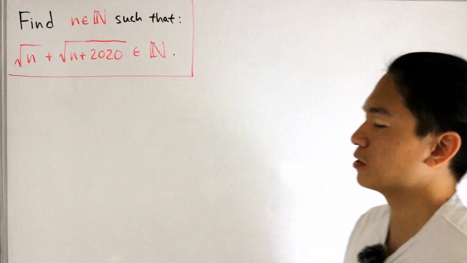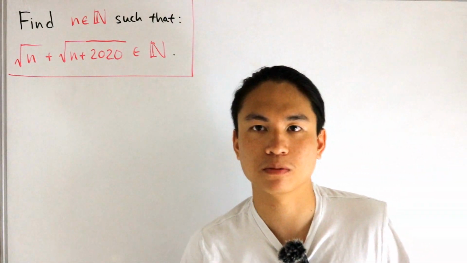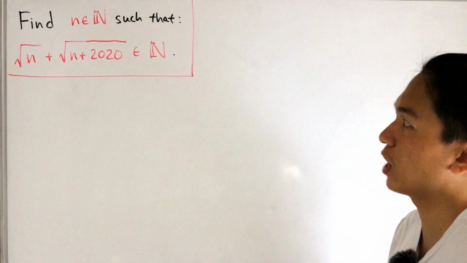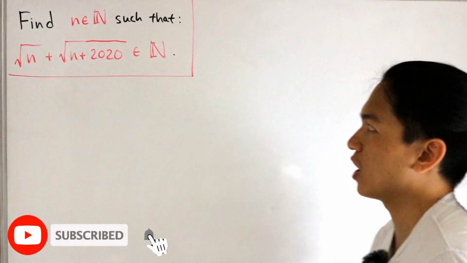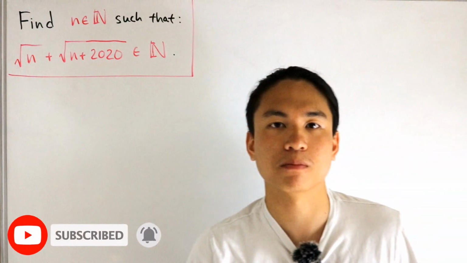So it's actually been a while on this channel since we covered a number theory problem. So what we want to do is find all natural numbers n such that the square root of n plus the square root of n plus 2020 is a natural number.